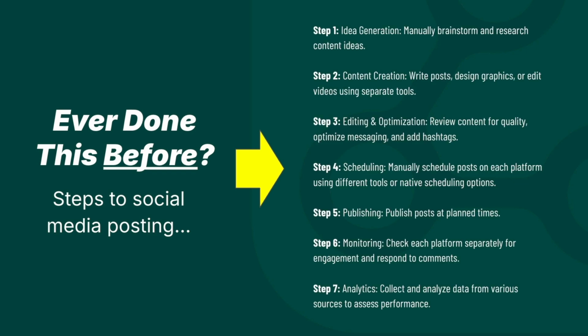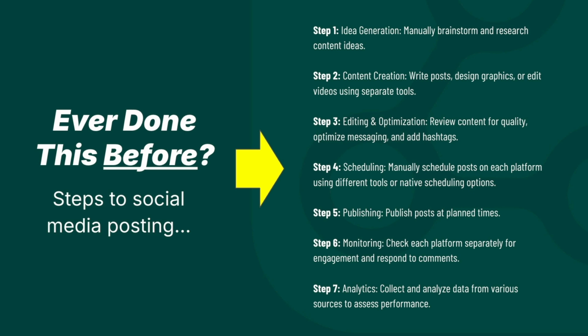I'm sure a lot of you have probably done this before, right? Step one is idea generation. You're manually brainstorming and researching content ideas. Then you start to write your post. You have to design your graphics or edit videos using separate tools. You have to do editing and optimization to review the content for quality. Then you have to schedule it manually.